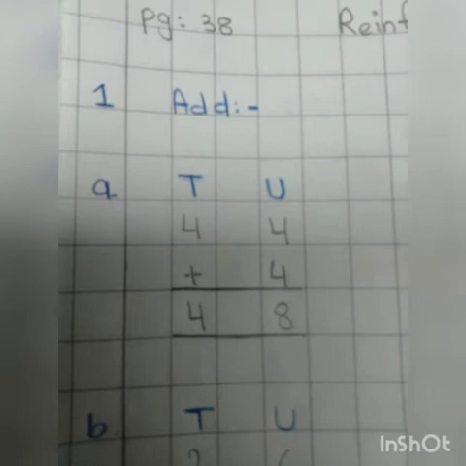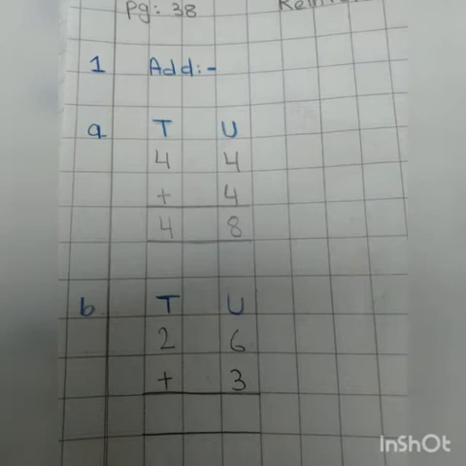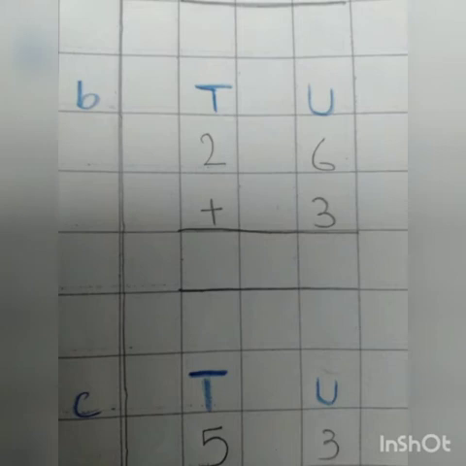Now look at B. You have to add 26 plus 3. First of all, you will add units. 6 plus 3: 6, 7, 8 and 9. What is 6 plus 3? 6 plus 3 is 9. And 2 will come as it is.